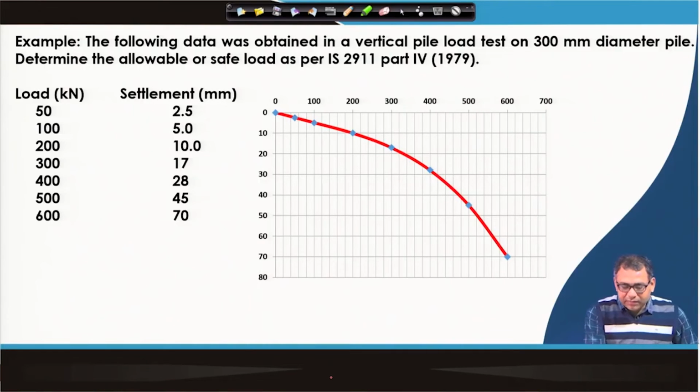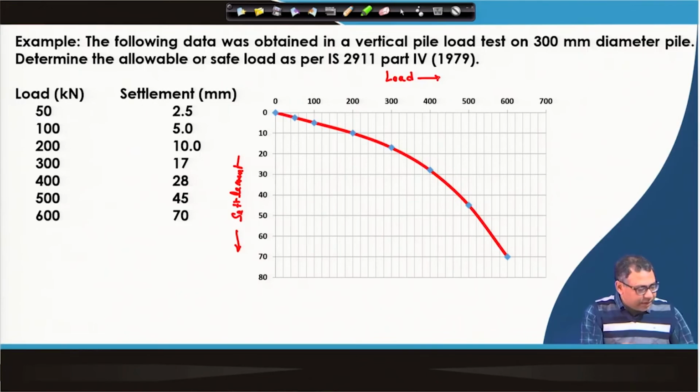The following data was obtained for a vertical pile load test of a pile of 300 millimeter diameter. Determine the allowable or safe load as per IS 2911 Part 4, 1979, that is, the recommendations that I have discussed previously. This is the load versus settlement curve that I have drawn. This is settlement and this is load.